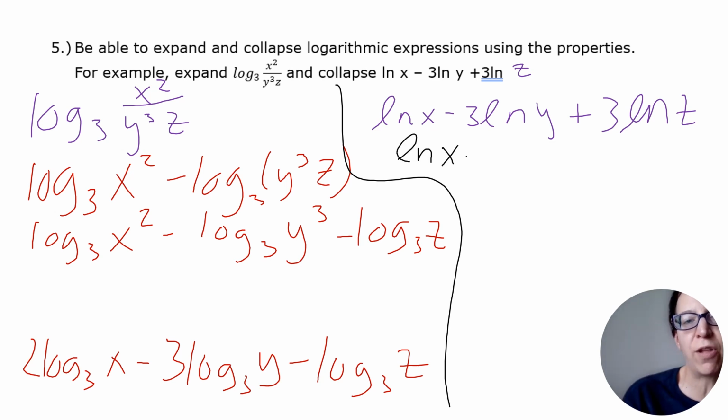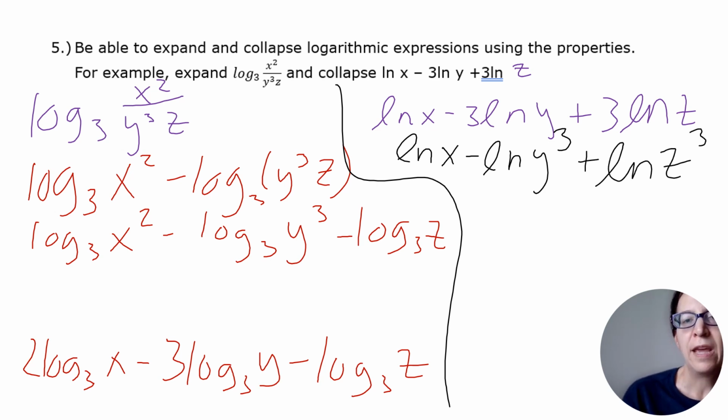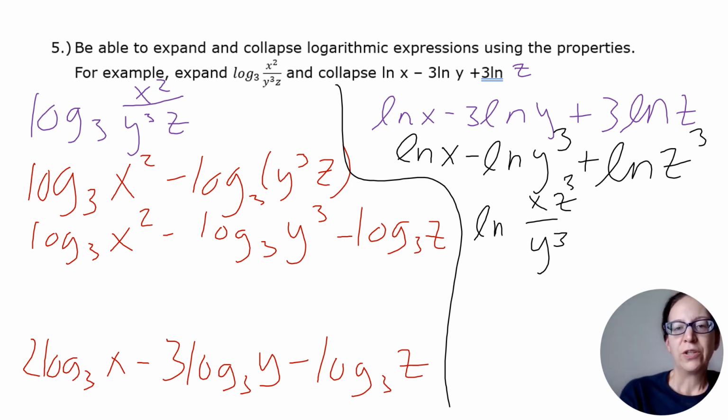So we're going to have the natural log of x minus the natural log of y cubed plus the natural log of z cubed. And then the subtraction is going to collapse into division, and the addition is going to collapse into multiplication, which is going to land in the numerator. So it should be the natural log of xz to the third over y to the third. Anything subtracted is going to land in your denominator. Anything added is going to land in your numerator.